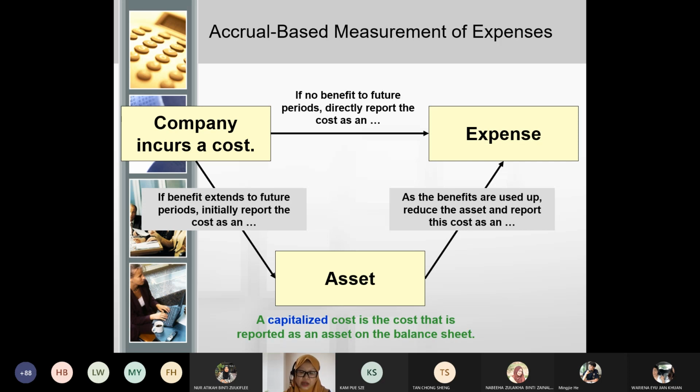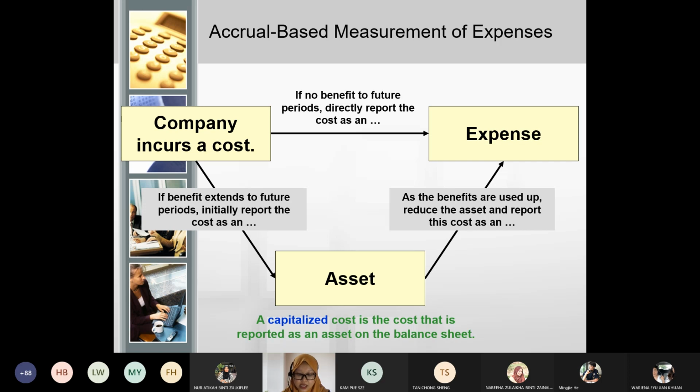Okay, so the cost of an item here means that the cost is incurred when the company pays. Okay, when the company pays the cash, or perhaps the company uses credit to obtain the expenses, for example. Right. So when the costs are incurred, the accountants must decide whether these costs should be reported as an asset or as expenses.